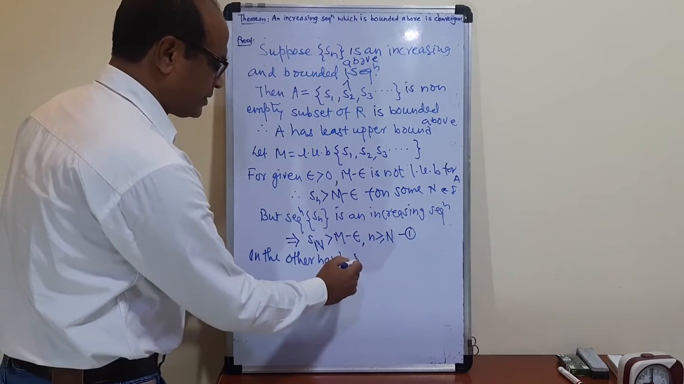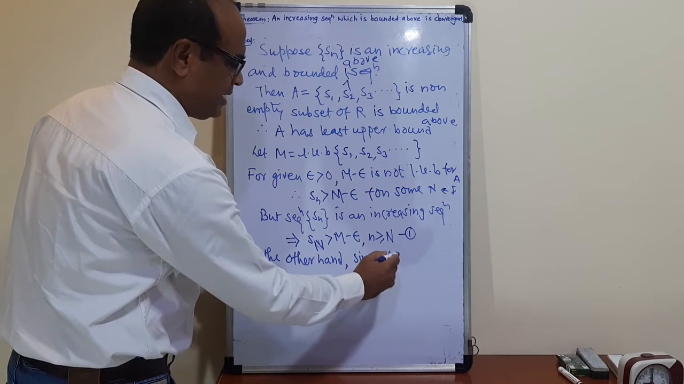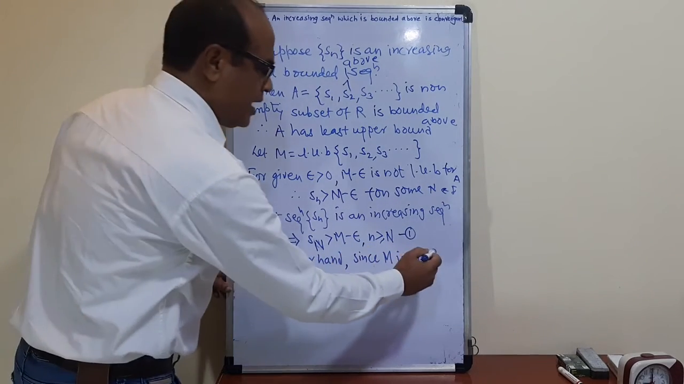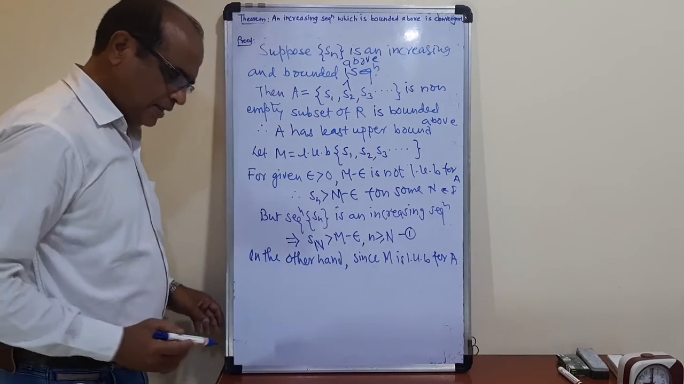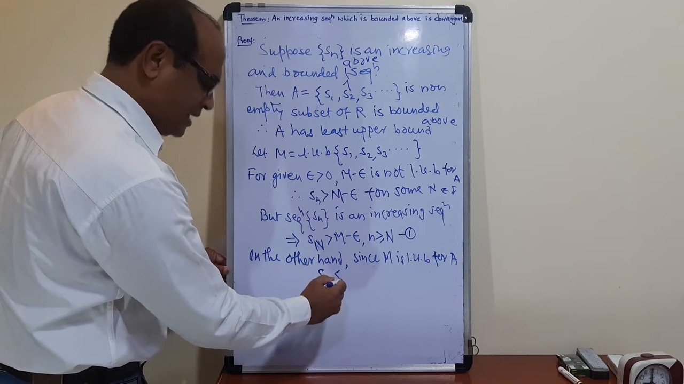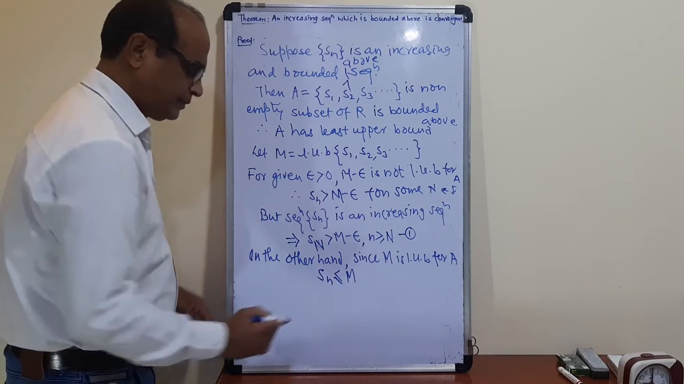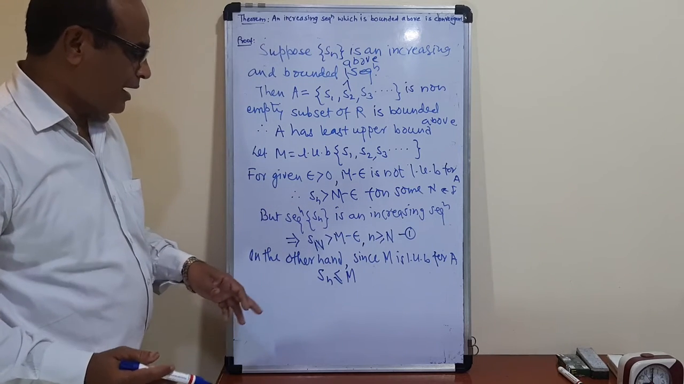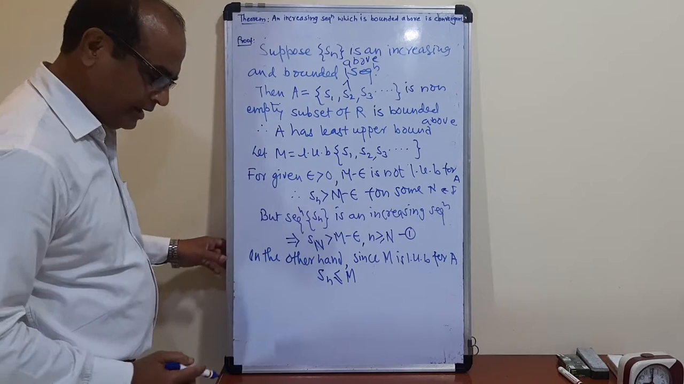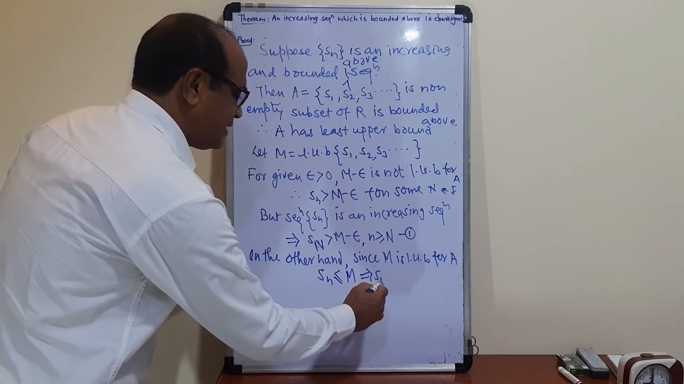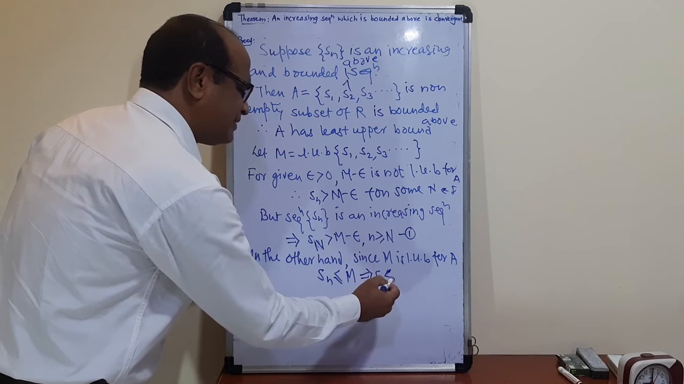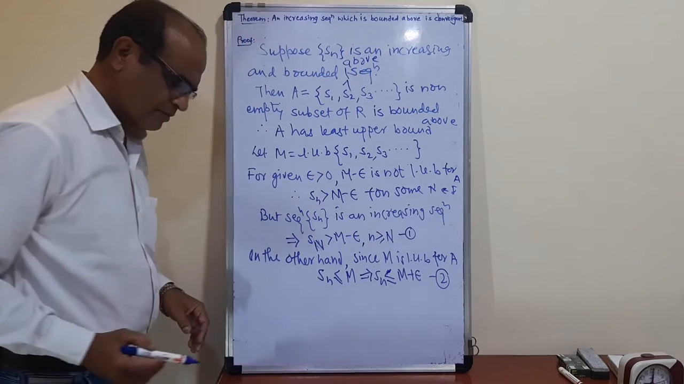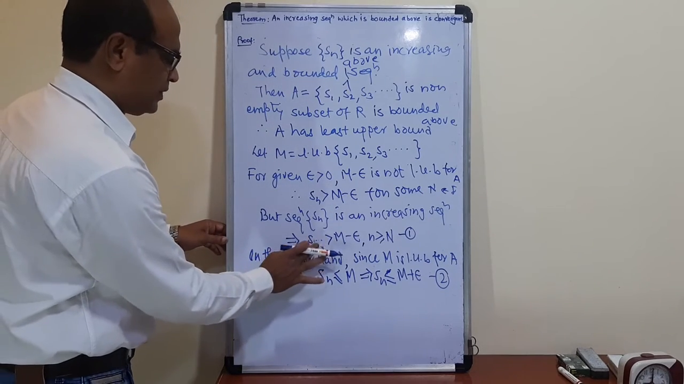On the other hand, since capital M is the least upper bound for A, therefore Sn is less than or equal to capital M. If M is the least upper bound, then by definition Sn is less than or equal to M. So this implies that if Sn is less than M, then automatically Sn is less than M plus epsilon. So this is equation number 2.